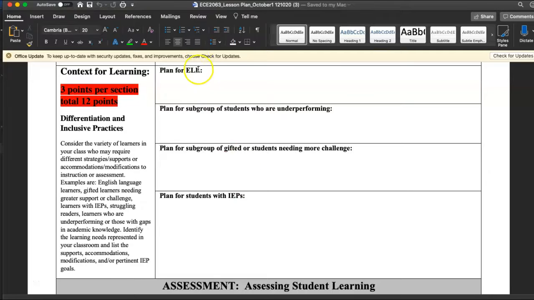So you have English language learners, students who are underperforming, gifted students or students needing more challenge, and students with IEPs. Identify the learning needs represented in your classroom and list the supports, accommodations, modifications, or pertinent IEP goals. This is where you're going to talk about that differentiation piece. How are you going to help these groups? How are you going to support them in the learning for this lesson?